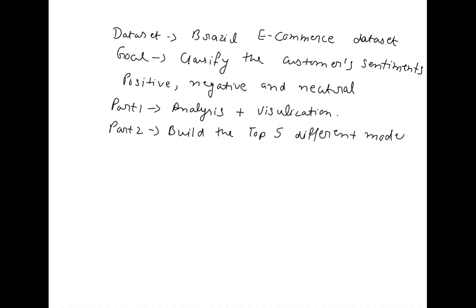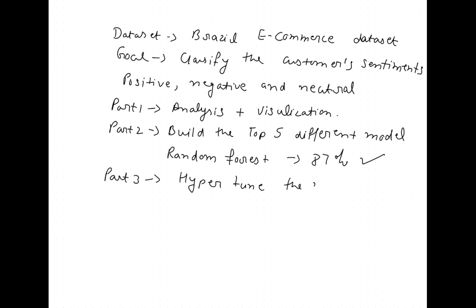Okay, so we tried top 5 different models. When we tried this, we got random forest working very well. We got 87% accuracy compared to the other models, like the XGBoost, AdaBoost, and logistic regression. This got the highest accuracy. So we have chosen this one to hypertune more, to see if we can increase the accuracy. So today in part 3, we are going to hyper tune the model. Which model? Random forest.